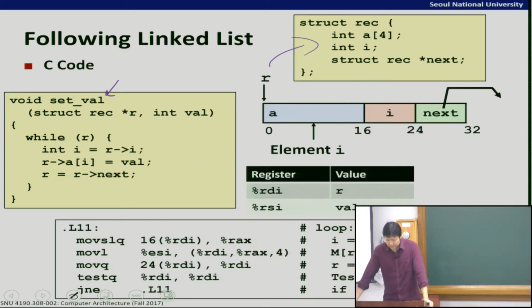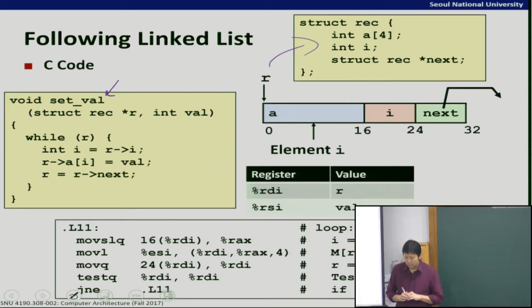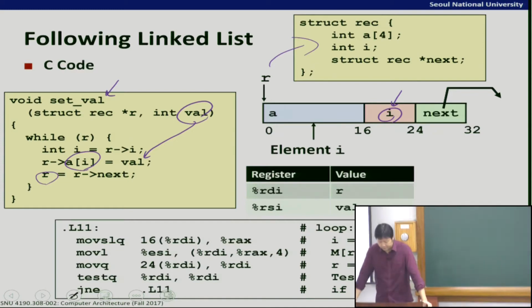It receives the pointer to the linked list and its value. What it does is read the field I of the node it's visiting, and set the value of A of I to val, which was passed by the caller. Then you update the pointer so that you move to the next node, and you repeat the process until you reach the end of the linked list. It's a very simple function.